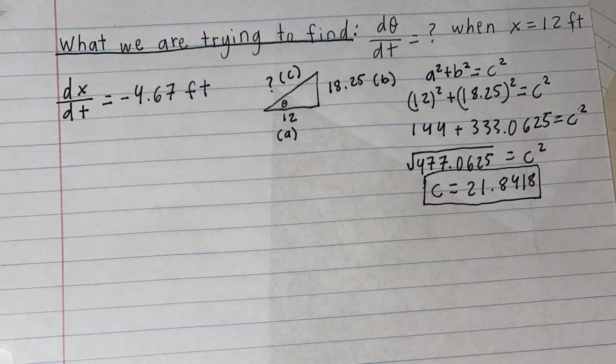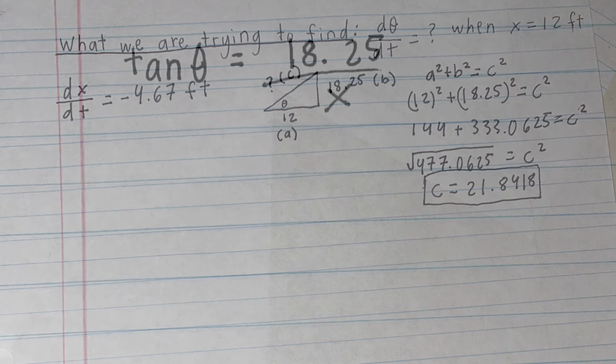So first we would do 12 squared plus 18.25 squared equals c squared, which becomes 144 plus 333.0625 equals c squared. Adding those together and taking the square root of both sides becomes the square root of 477.0625 equals c, and c equals about 21.8418.